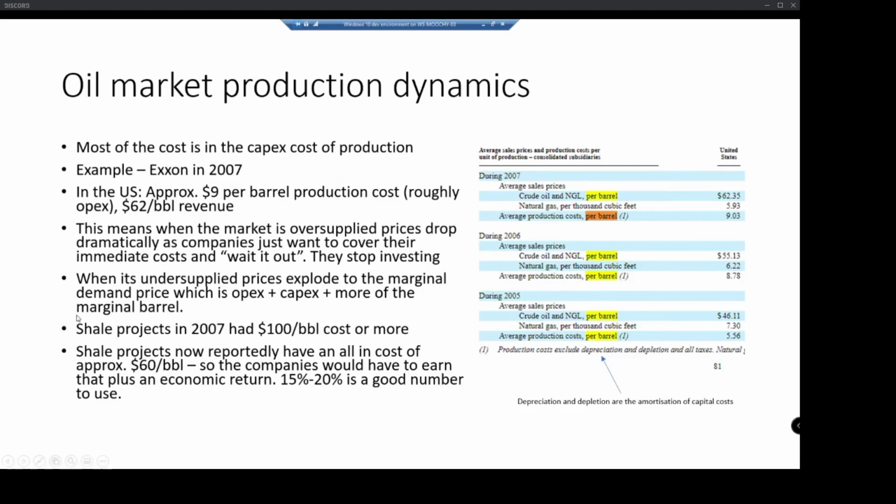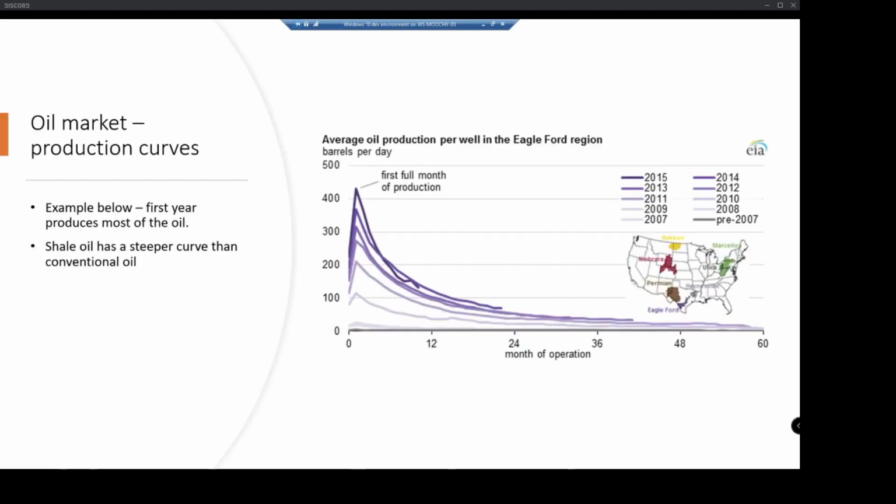The other thing is shale didn't really exist. If anyone's familiar with fracking, it didn't really exist in 2007, and they were still trying to figure out the kinks, so it was $100 a barrel to produce shale oil. Now I've heard that on an all-in basis, they're now running at about $60 a barrel to set up a shale project, and the operating costs are very, very low.